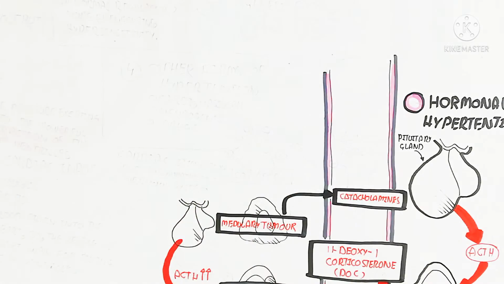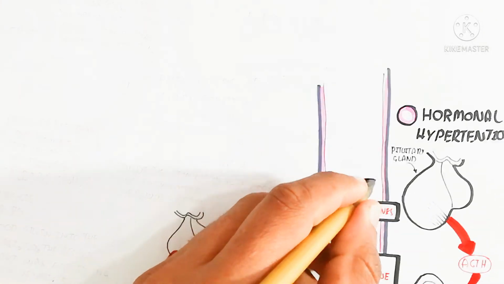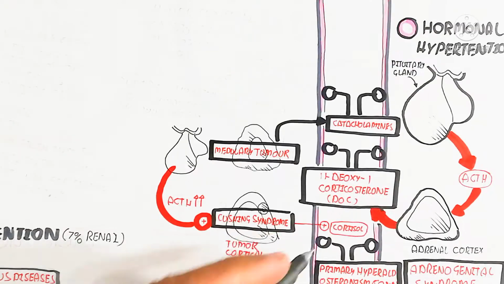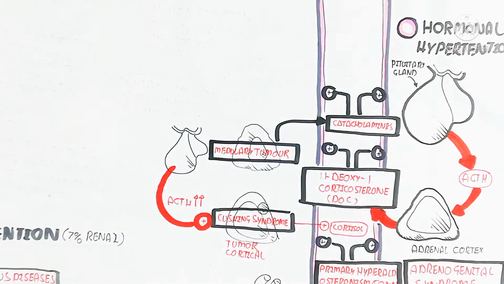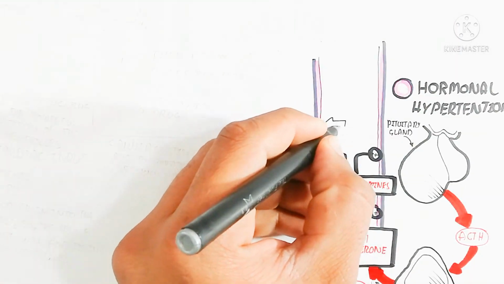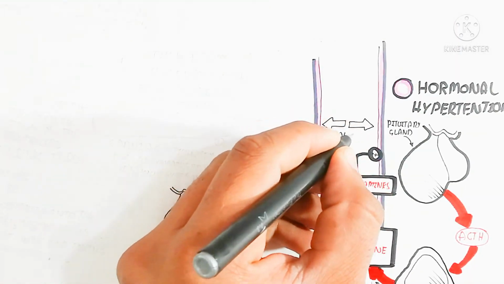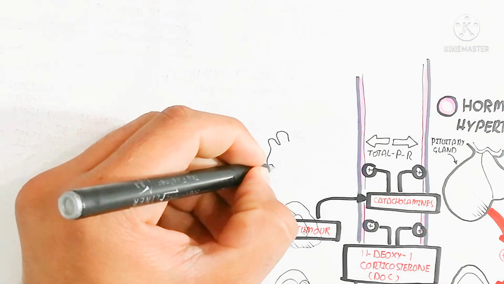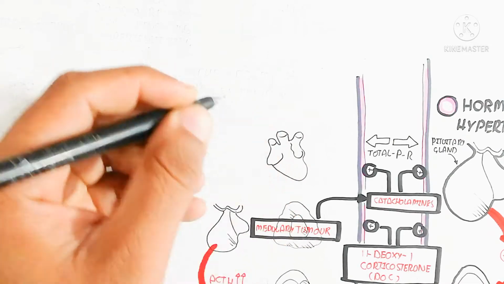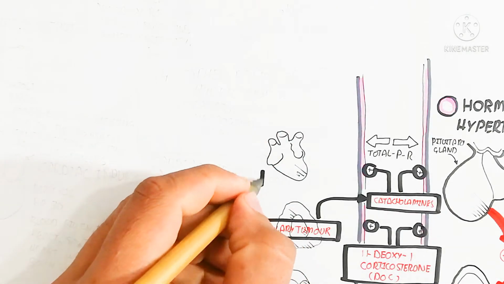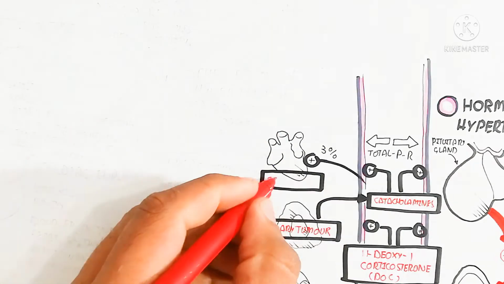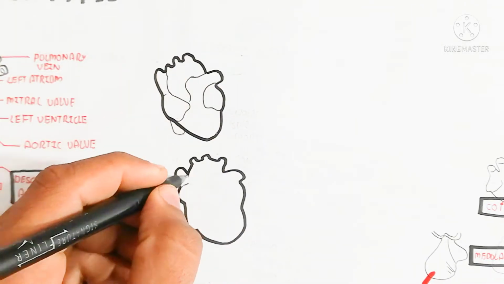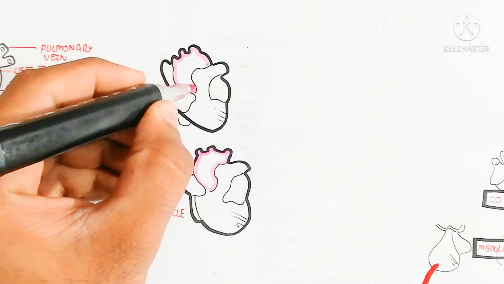Why? Because the tumor will progress and grow rapidly, also producing more cells as well as more hormones and steroids due to the overgrowth, and that is why it will lead to increased total peripheral resistance, and the cardiac output will increase, and the total peripheral resistance will be increased. This is basically the 3% hormonal hypertension. So let's begin to understand cardiac output and cardiac input.